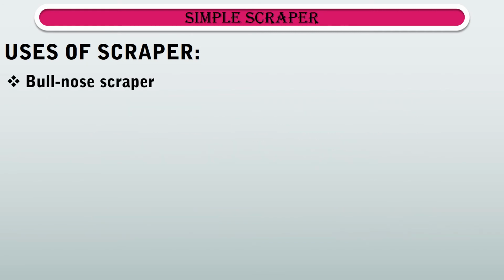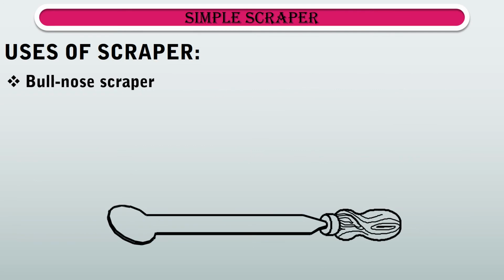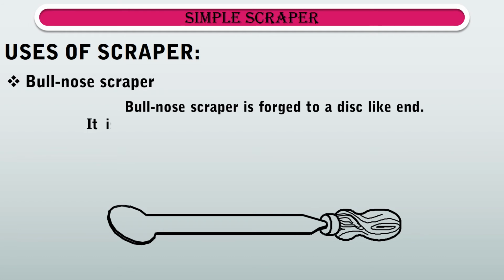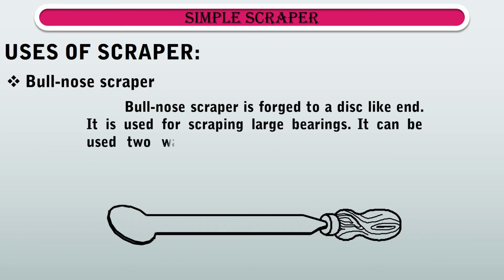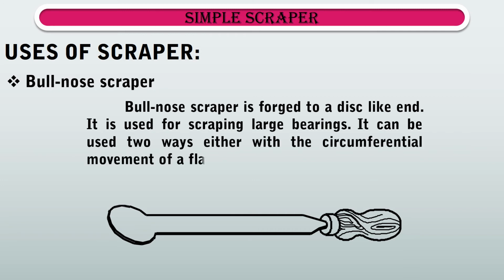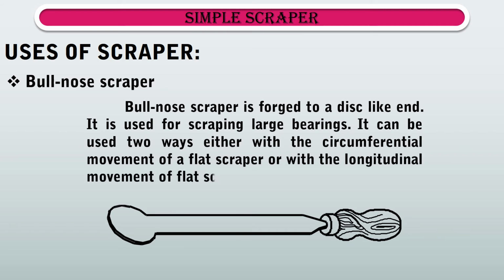And last, bullnosed scraper. Bullnosed scraper is forged to a disc-like end. It is used for scraping large bearings. It can be used two ways, either with the circumferential movement of a flat scraper, or with the longitudinal movement of a flat scraper.